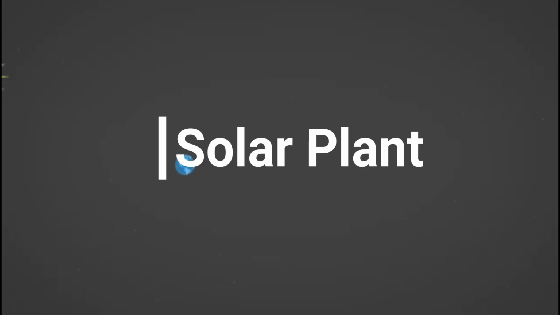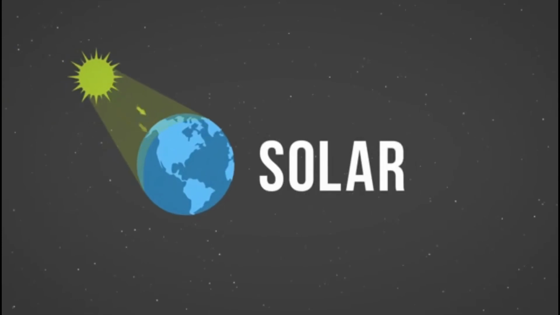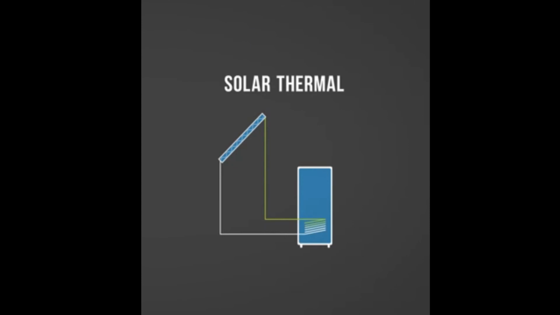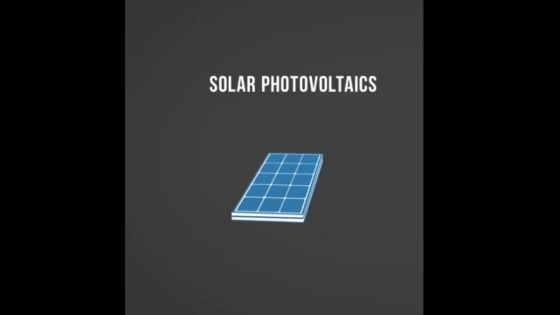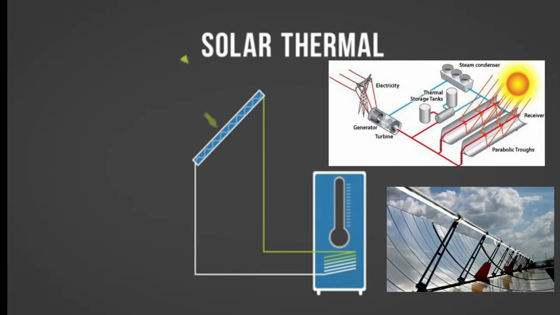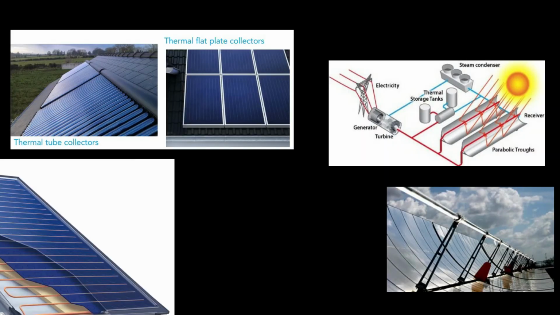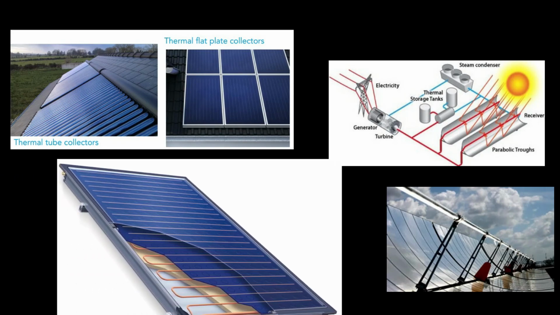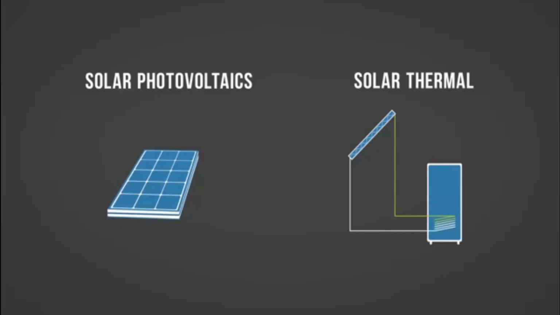The last type we are going to introduce today is a solar energy plant. Solar energy is energy from the sun. There are two types of solar energy, solar thermal and solar PV. Solar thermal energy uses sunlight to produce heat or hot water. Solar thermal can take two forms: flat plate collectors or tube collectors.